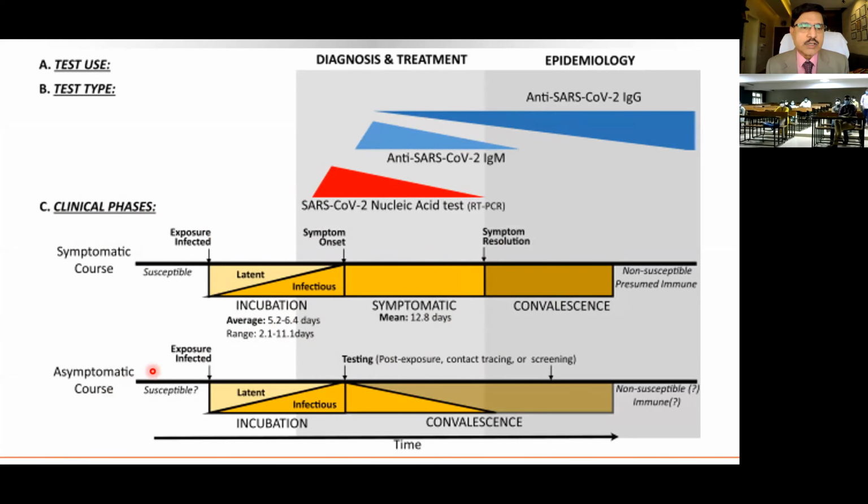The other course is somebody may not suffer the disease, they're asymptomatic, they just have the incubation period, not much of symptoms are there, they get into convalescence and recover. These are the two types of patients.